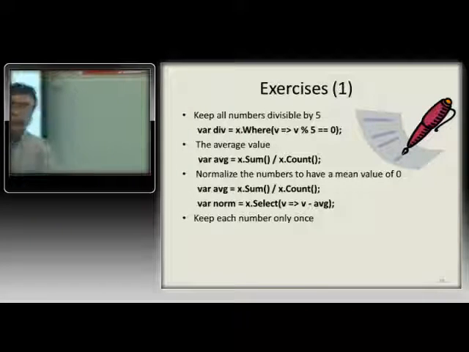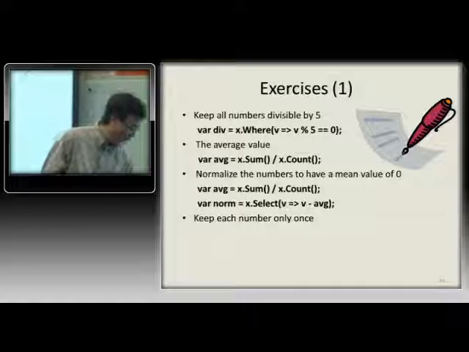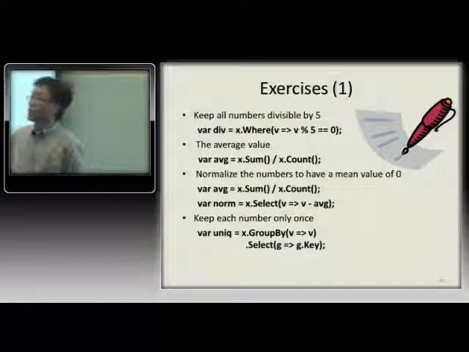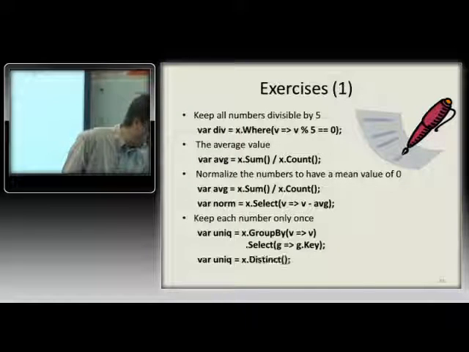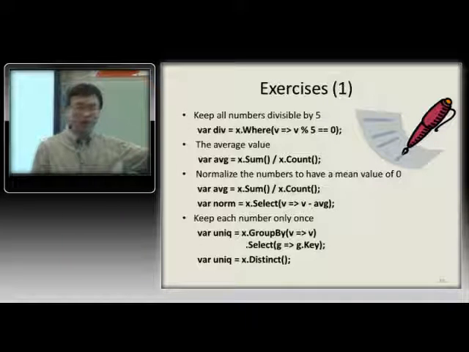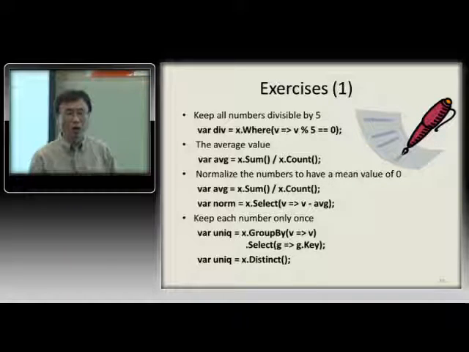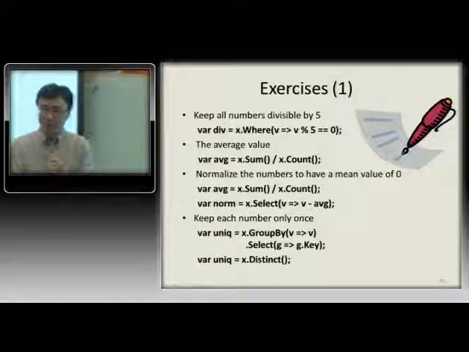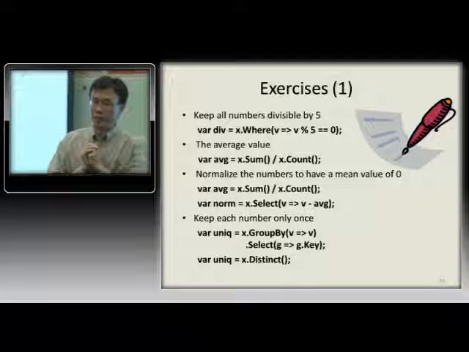So keep each number only once. And we know there are two ways of doing it. One is, remember we talked about the distinct operator. So that's how we generate the collection with all the duplicates eliminated.